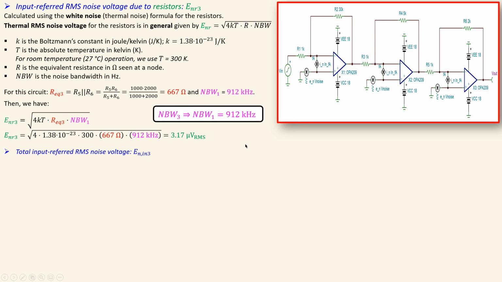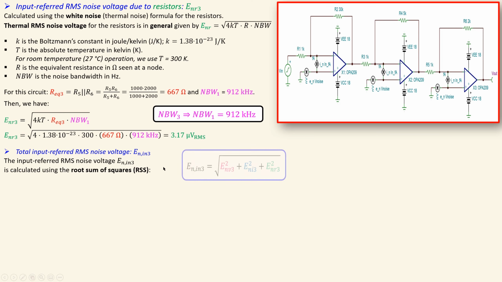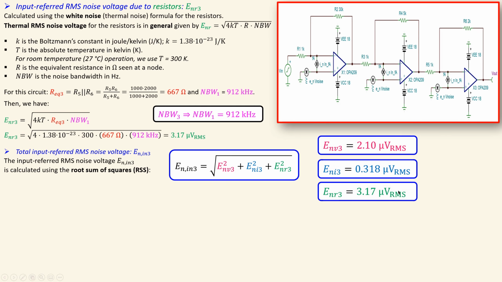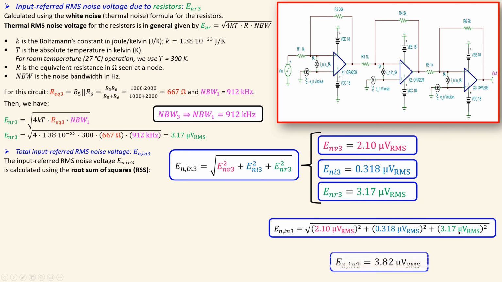Okay, now the input referred RMS noise voltage just for stage 3. Again using the root sum of squares formula. This is the formula. We have of course the first part, the second part, and also the third part given by the thermal noise voltage by the resistors. If you combine them, you just substitute the values in here, as shown, and you will get 3.82 microvolts RMS. And in this case this part is much closer to that one, so the contribution of that one is of course most dominant.